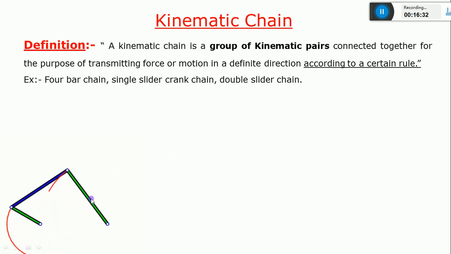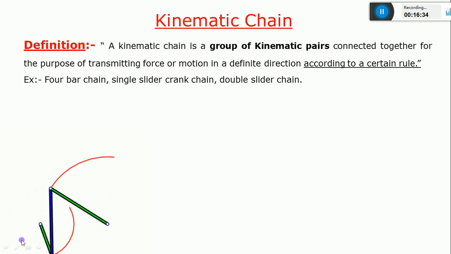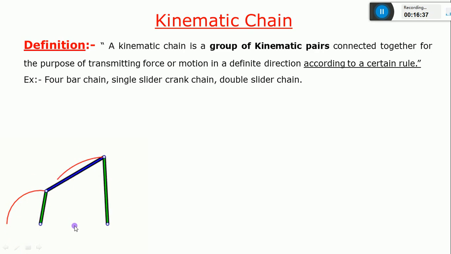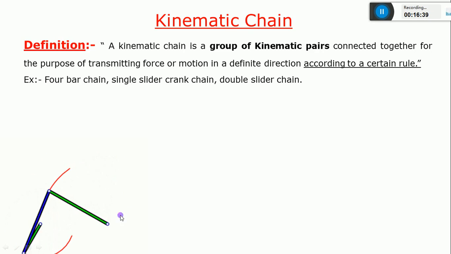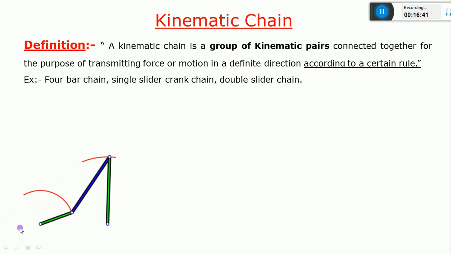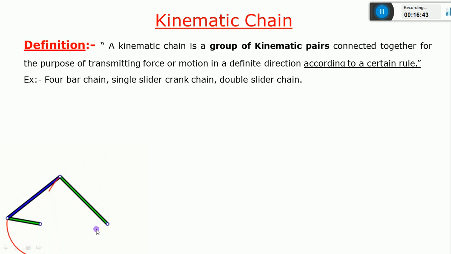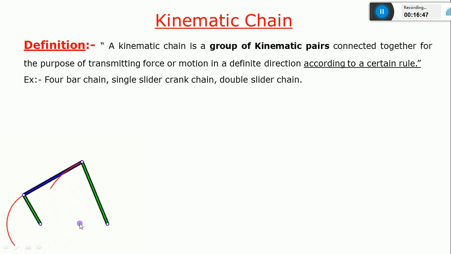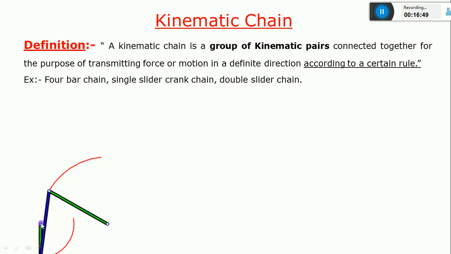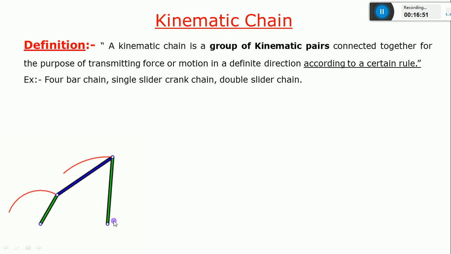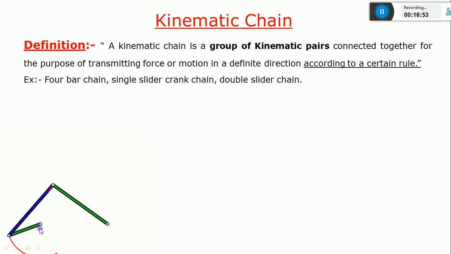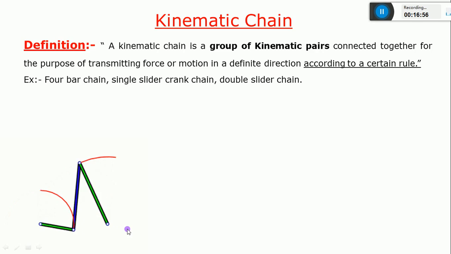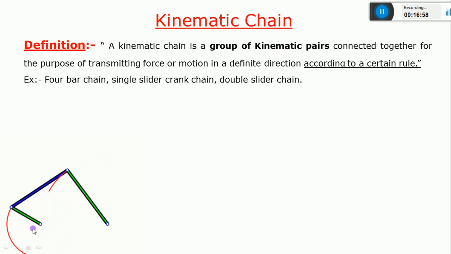Okay, I'll consider this one, see the animation. Okay, so this is a 4-bar chain. So there will be a platform, you can say a wooden table or the earth surface to which this 4-bar chain is fixed. You can see here it is fixed at this point also, this point also, means it is fixed to some platform.